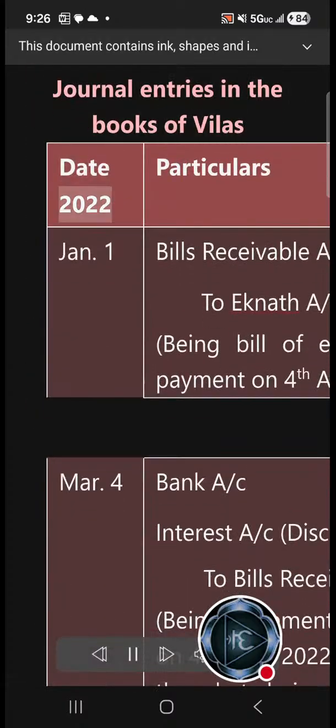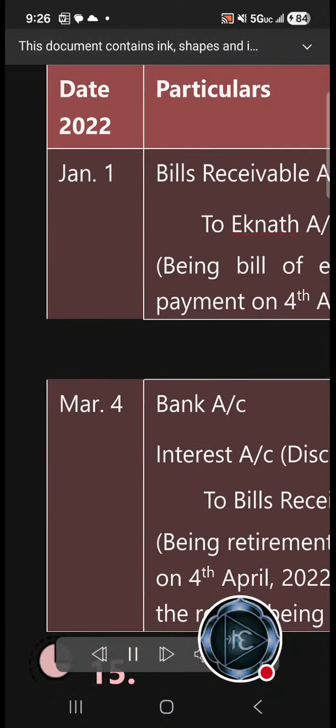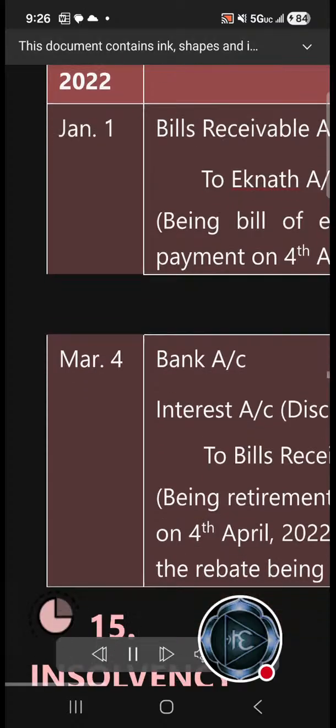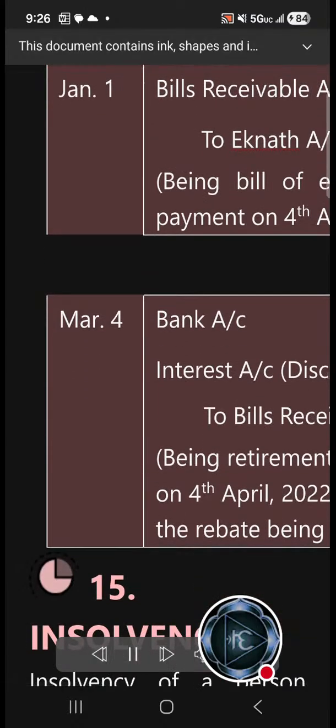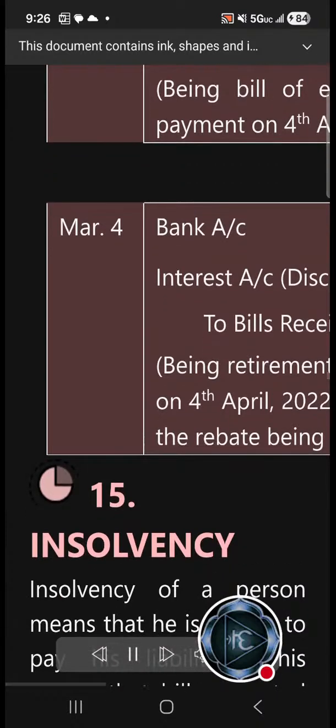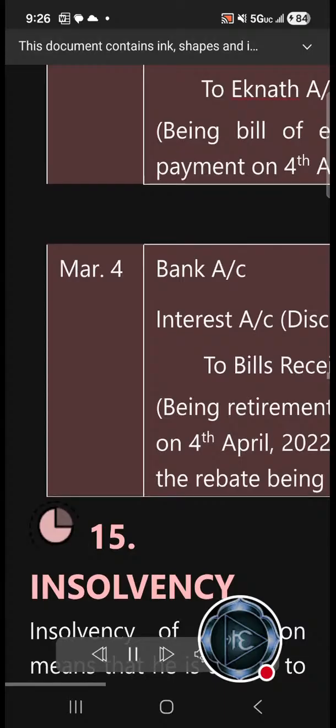Date. 2022. Particulars. Debit. Credit. January 1st. Bills receivable A/C. Dr. 10,000. To Aknoth A/C. 10,000. Being bill of exchange drawn on Aknoth due for payment on April 4th, 2022. March 4th. Bank A/C. Dr.